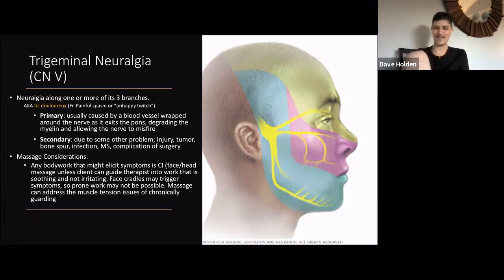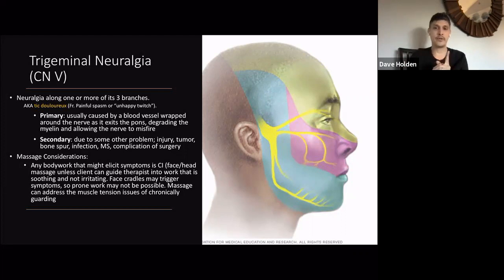So massage considerations. Massage considerations, any body work that might elicit symptoms. So if they're sensitive and you go poking around on their face, that's contraindicated, don't touch it. But usually we'll be able to talk with our clients and the client can kind of talk you through where they're sensitive or what hurts. And if you can take their feedback and provide a massage that is soothing to them and is not irritating to their condition, then massage is a-okay.